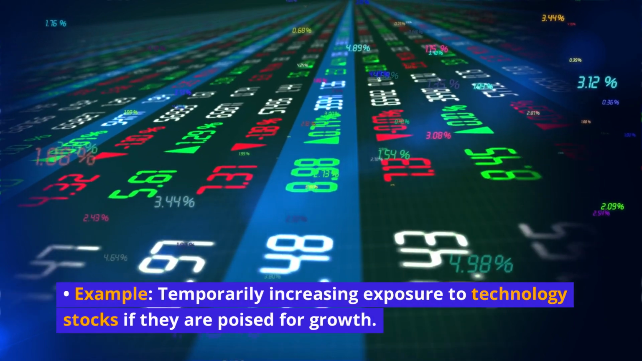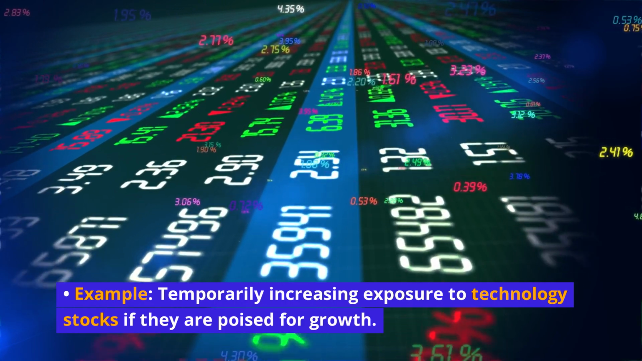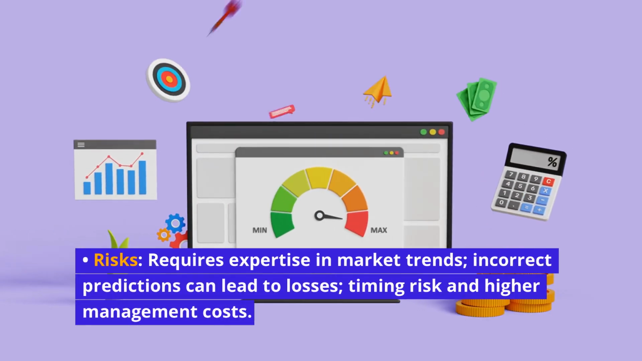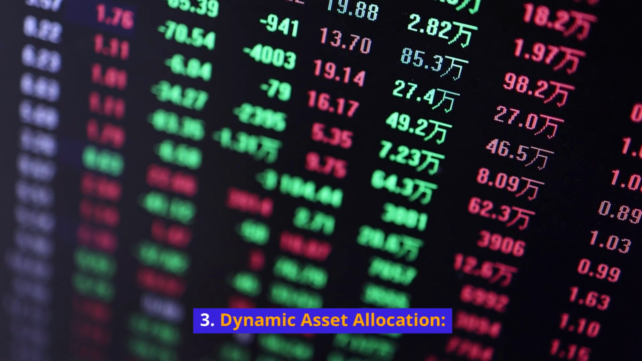Example: temporarily increasing exposure to technology stocks if they are poised for growth. Risks: requires expertise in market trends. Incorrect predictions can lead to losses, timing risk, and higher management costs. 3. Dynamic asset allocation.